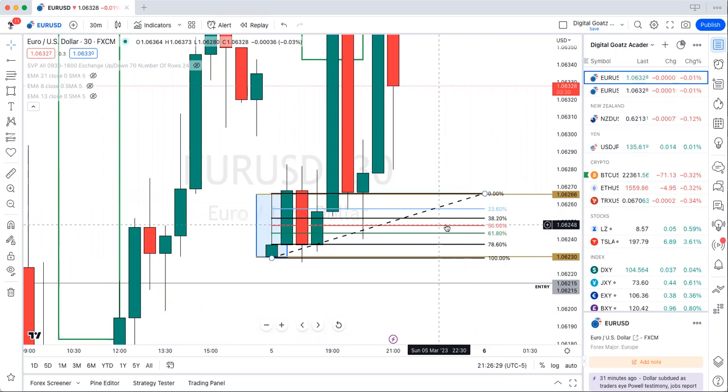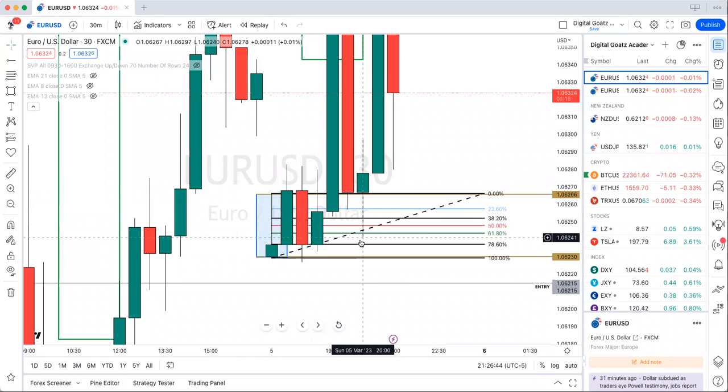Because as long as you know where your 50% is, 100% and 0 doesn't change. So everybody should understand that concept. You really aren't wrong with fib, but you do want to practice using it the correct way, right? So you see the market drove all the way down to 61% of this market.